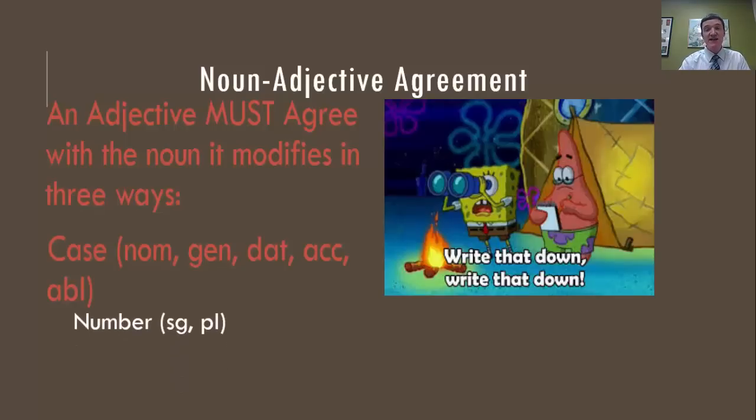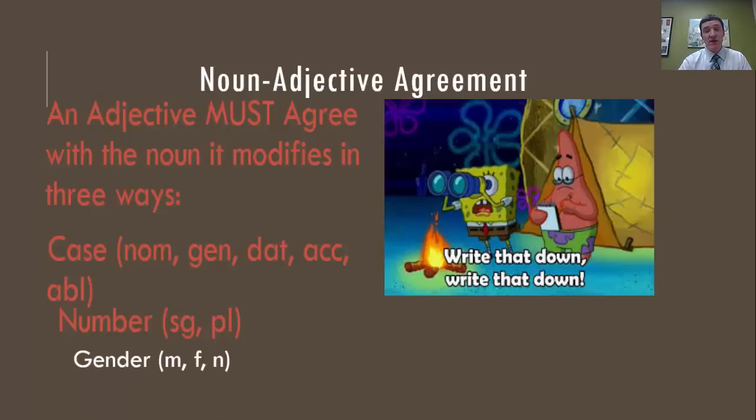Second, once you identify case, hand in hand with that is number. If you see a nominative singular, the adjective that modifies it has to be nominative singular. If you see a genitive plural noun, the adjective that modifies it has to be genitive plural. That's how we know what adjective a noun is modifying.